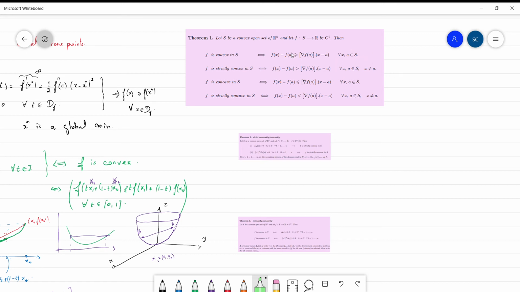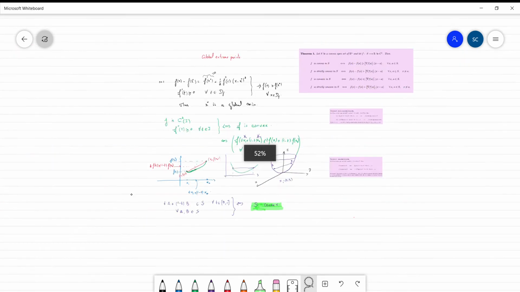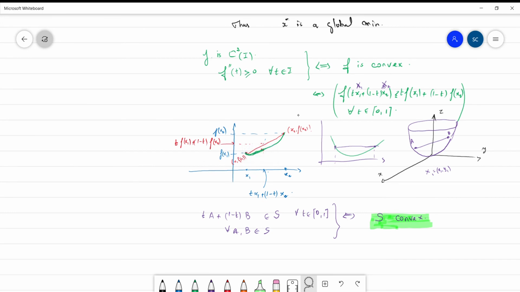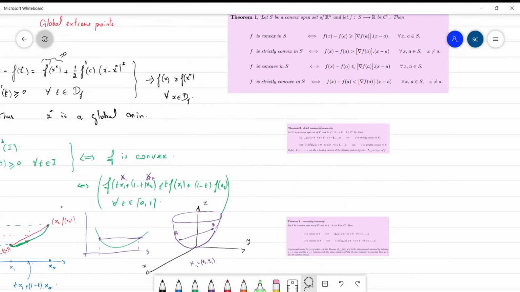Okay, so also not very practical to check such an inequality. You see, convexity I didn't mention, but depending on the sign of the inequality, if you take an inequality large or strict, you get convex or strictly convex. Okay, the concave is the inequality in the other side.